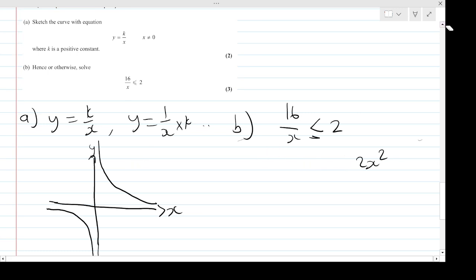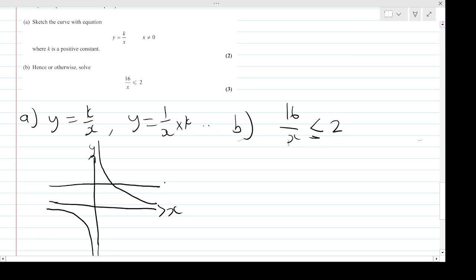So let me get rid of this then. So for 16 over x, if k is 16, this will be the exact same graph of y equals 16 over x, right? And so we're saying this is less than or equal to 2. So what we basically want is 16 over x to be less than 2. So the y value would be less than 2. Or equal to 2 actually.